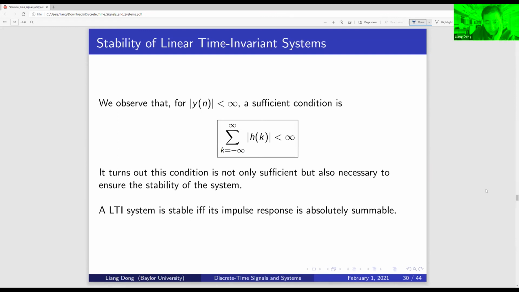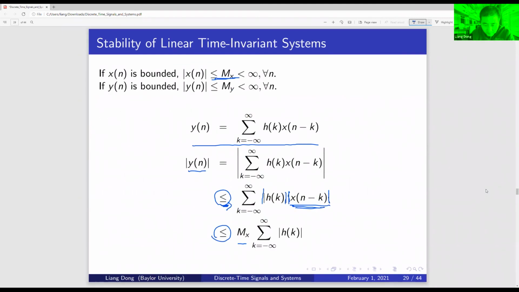We observe that for my output y[n] to be finite, a sufficient condition is that this term, the sum of all the absolute values of h, is finite, less than infinity. If this is finite multiplied by a constant, then the entire thing is finite. That's what I want to make sure is true. So the sufficient condition is that this sum is finite.